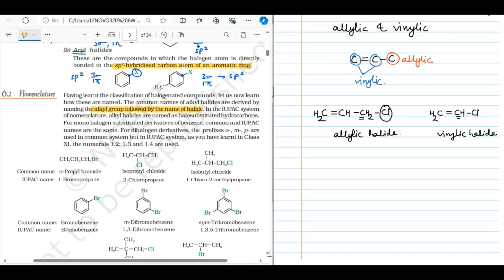For dihalogen derivatives, the prefixes ortho, meta, para are used in the common system, but in the IUPAC system, as you have learned in class 11, the numerals 1,2, 1,3 and 1,4 are used.